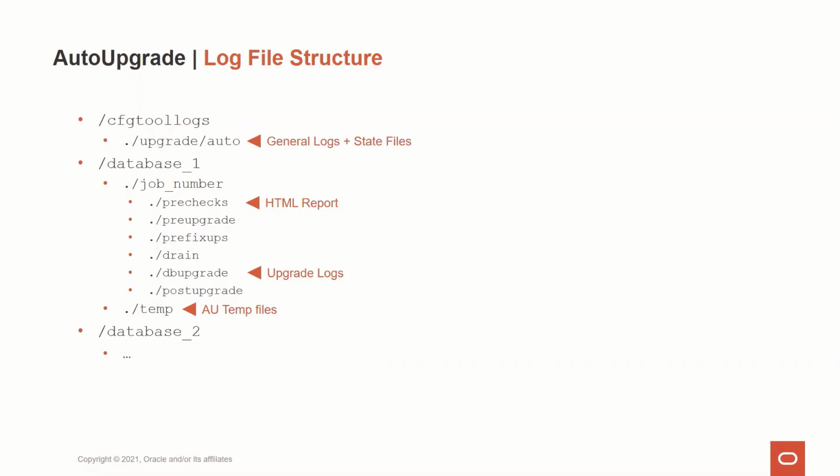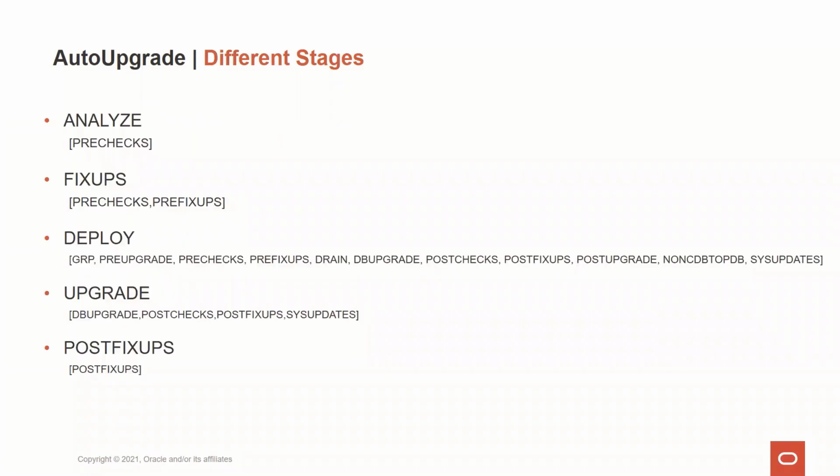The most relevant folders for you are the pre-checks, debug and temp directory folders. The folders that you will see depend on the execution mode the AutoUpgrade was run with, because each folder belongs to a particular stage. If you run the analyze mode, you will see only the pre-checks folder. If you run the fixups mode, you will find the pre-checks and prefixups. And if you run the deploy mode, you will have one folder for every stage that the deploy mode runs.